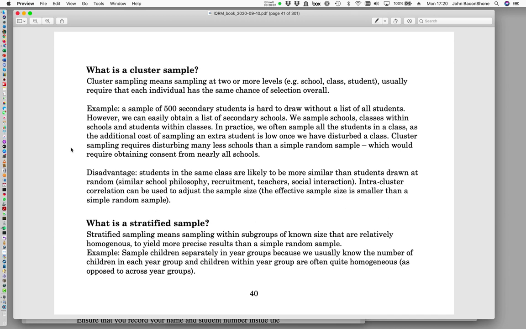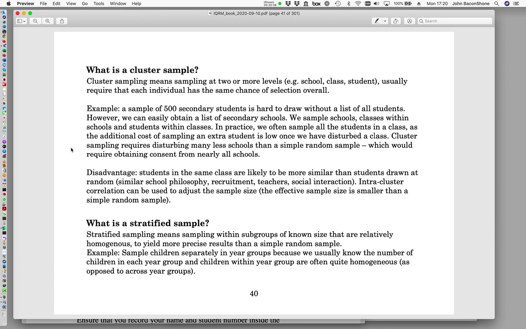So when we're drawing the sample of classes in the school, it's very unlikely that we would just draw a random set of classes. We usually would choose the classes to be representative across the different year groups. So if, for example, it was a secondary school running from secondary 1 to secondary 7, and we wanted to draw 7 classes, then we would often draw 1 from each year level. Something like that.